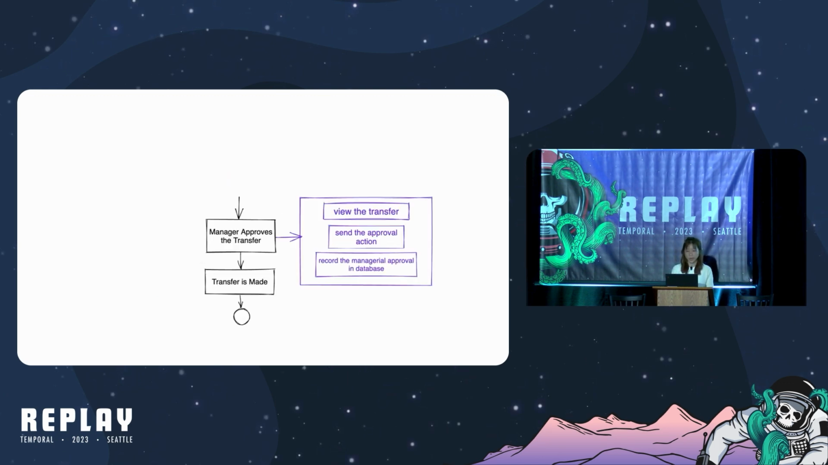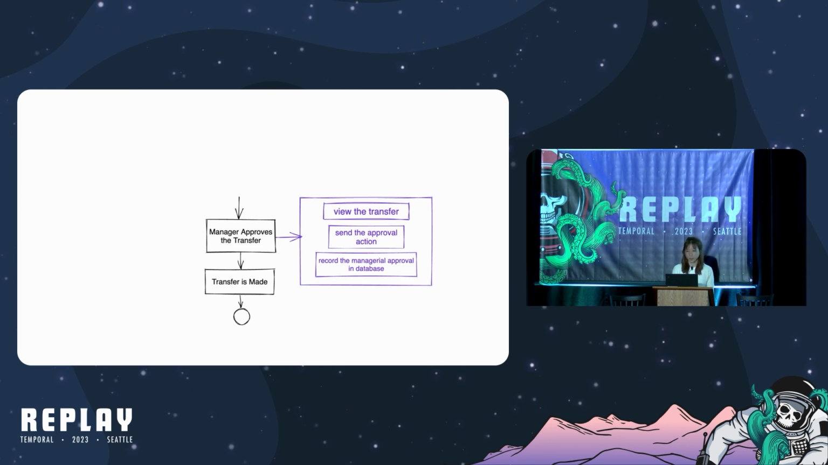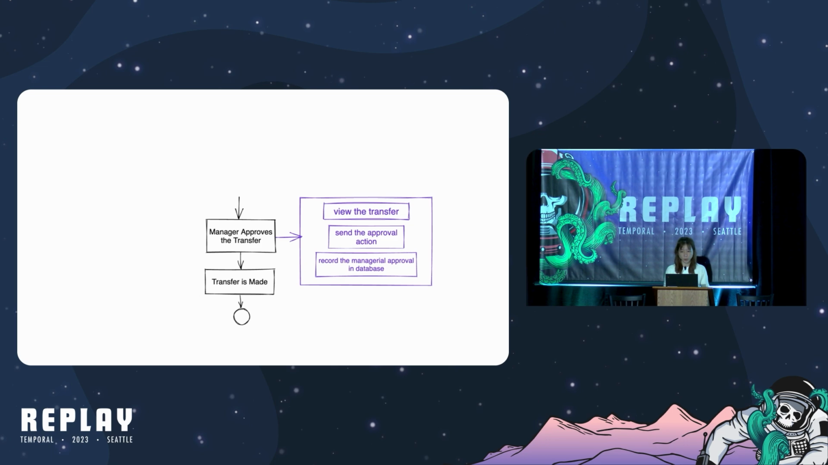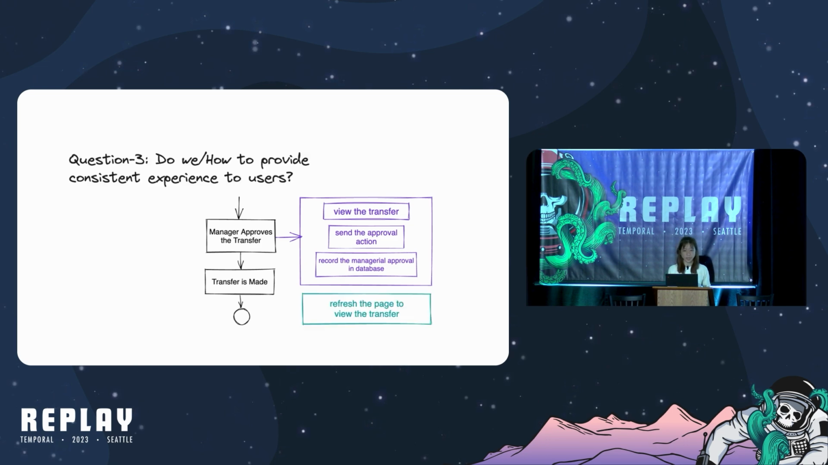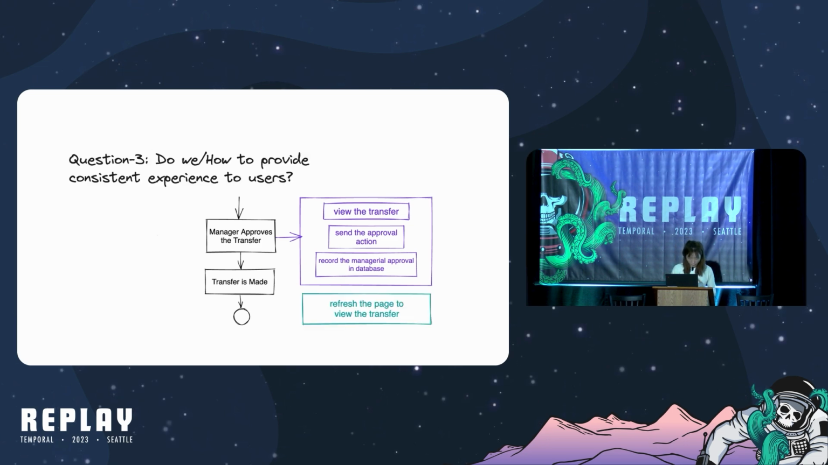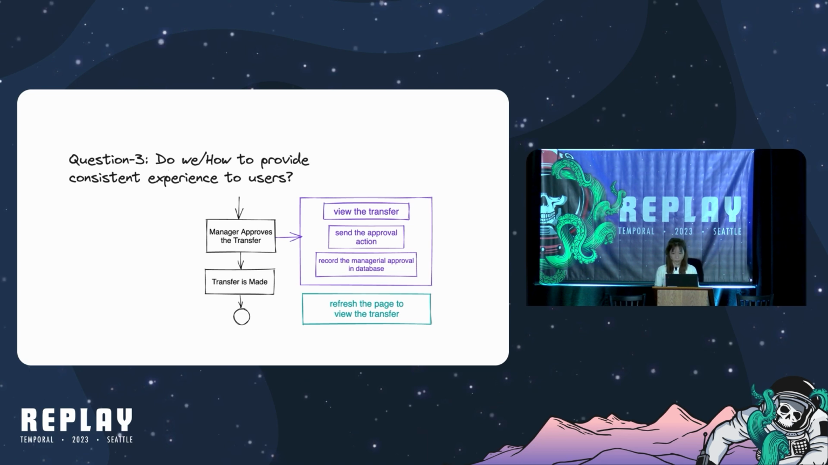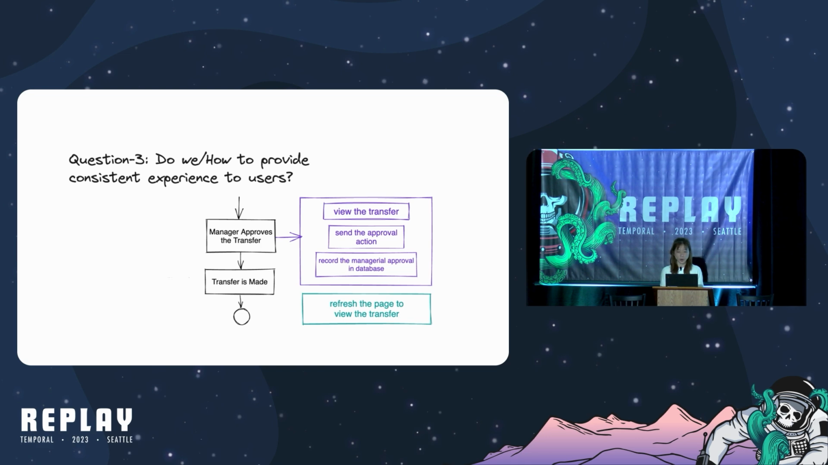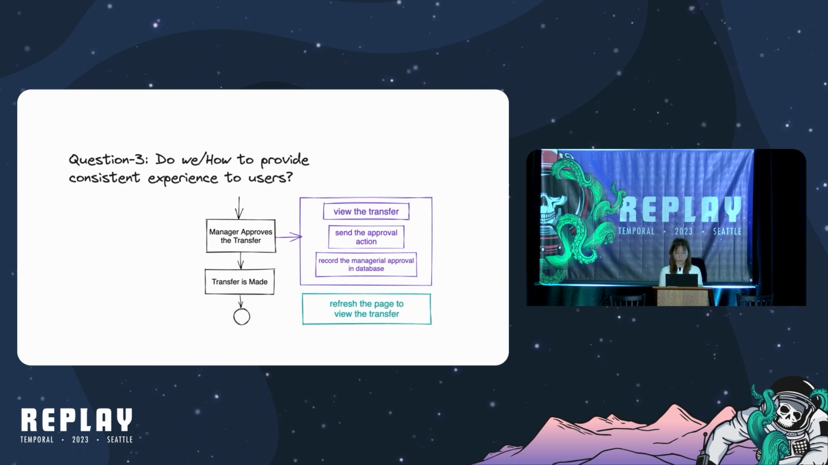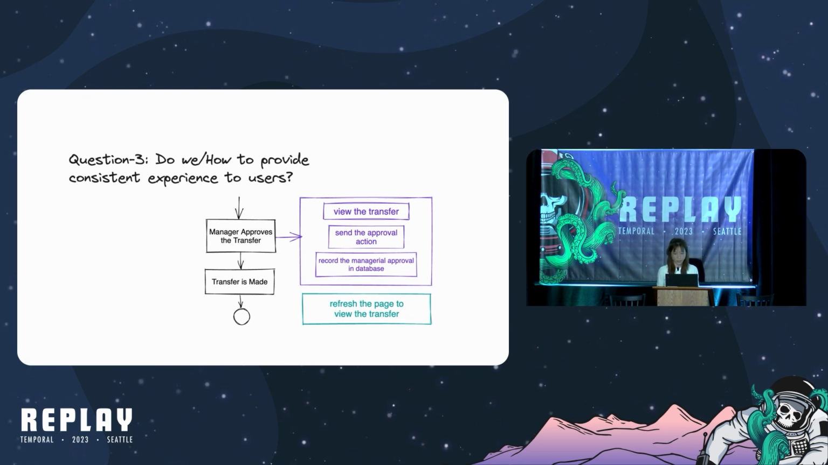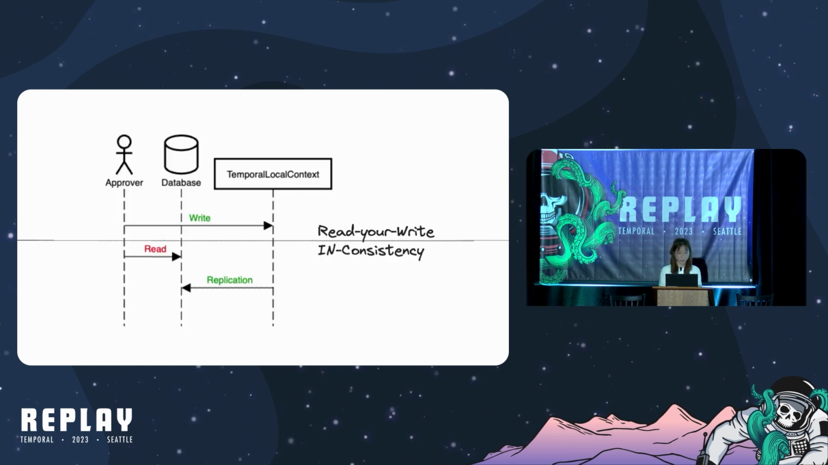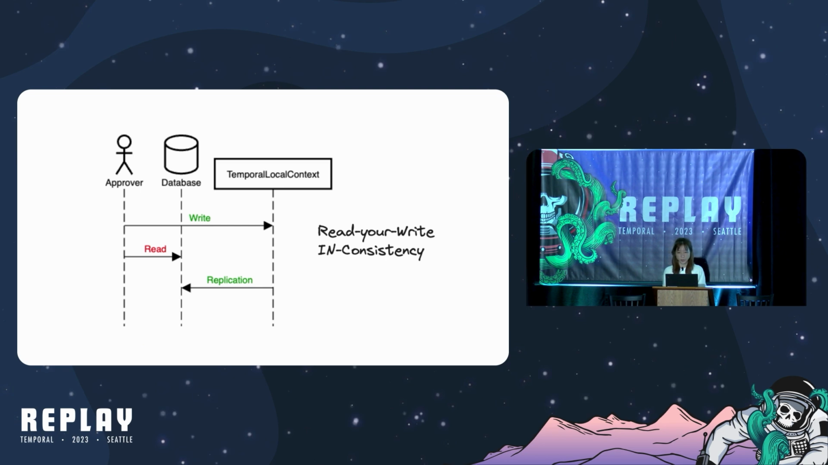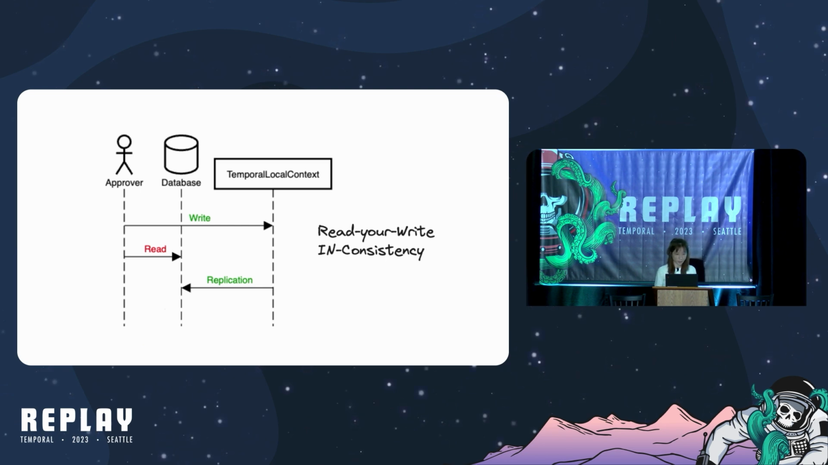The final discussion comes from the common case that after a manager approves the transfer, we probably will read the transfer again. At this moment, the last thing we want is for them to see outdated information and get confused. This new requirement makes us question whether we are providing a consistent user experience. If not, how can we make things better? Unfortunately, our previous design may surprise our users with inconsistent data.